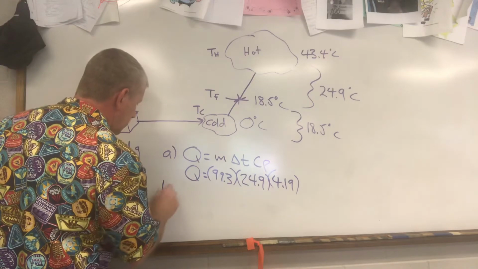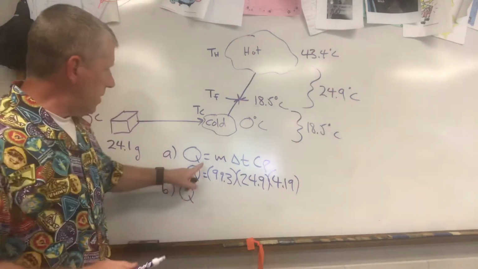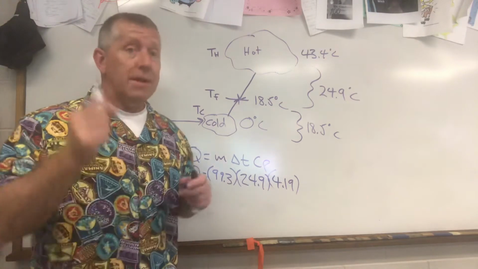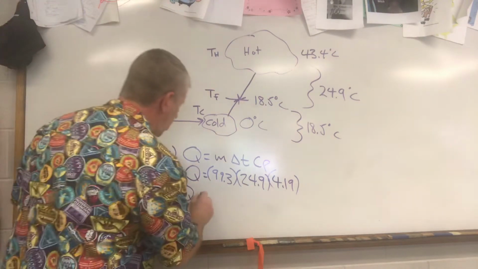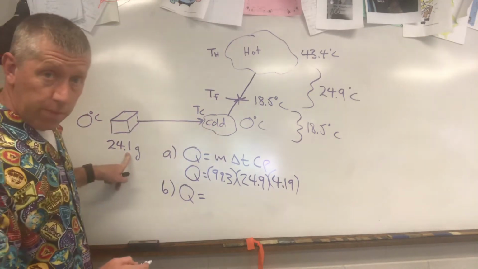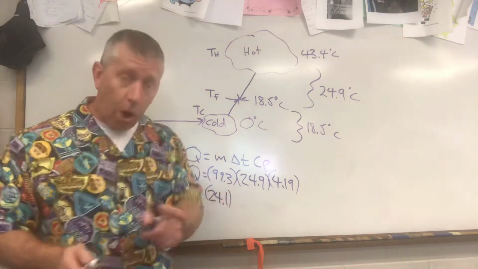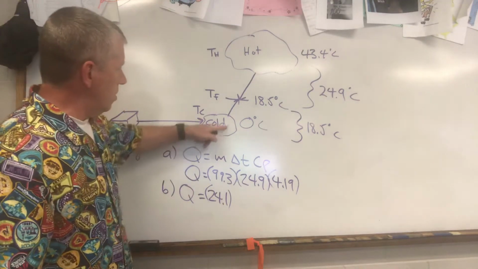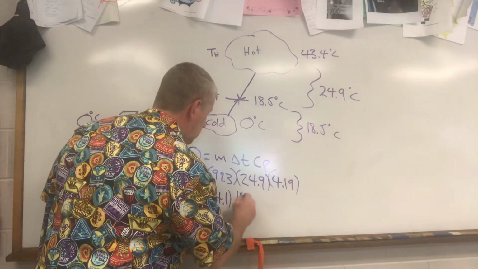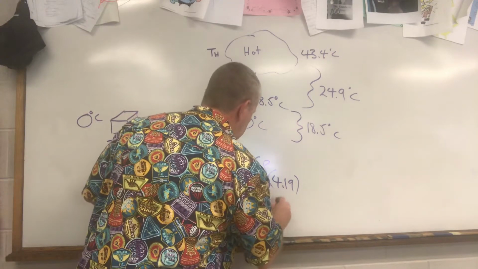Okay, B says calculate the heat gained by the cold water. So I'm going to use the same equation, but I'm not going to use hot water data. I'm going to use cold water data. Heat gained by the cold water. Well, I need the mass of the cold water. What was the mass of the cold water? That came from the ice cube, 24.1. Then I need the change in temperature of the cold water. Change in temperature of the cold water, 18.5 for the first trial. Okay, and then it's water, so we still have the same specific heat capacity, 4.19.